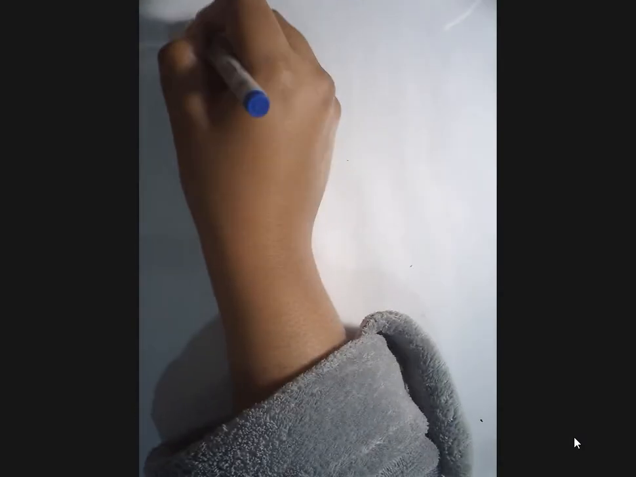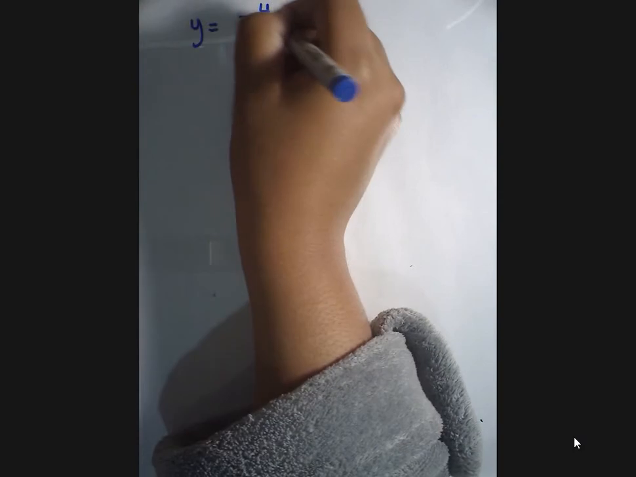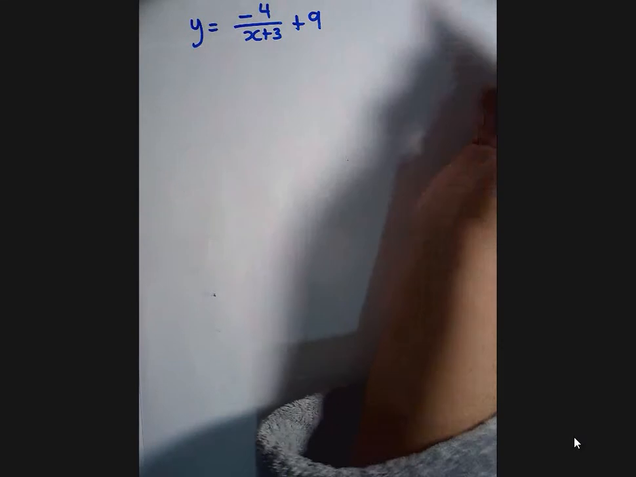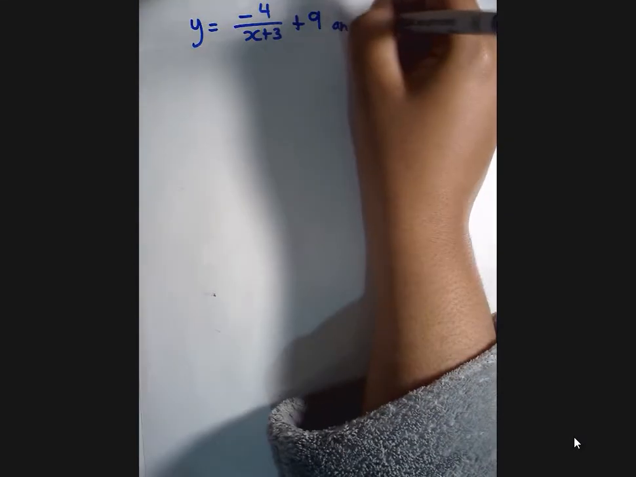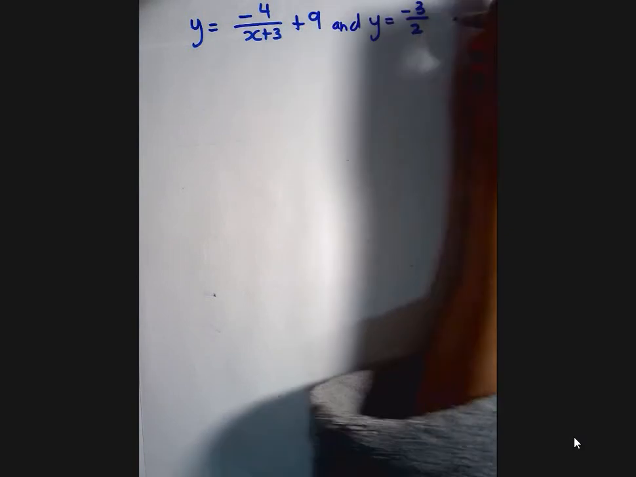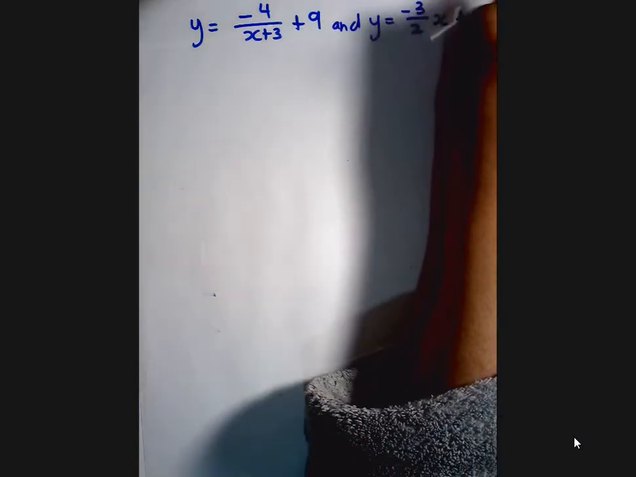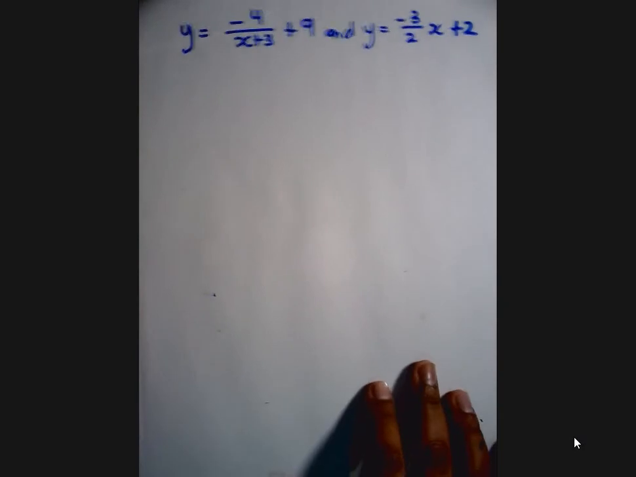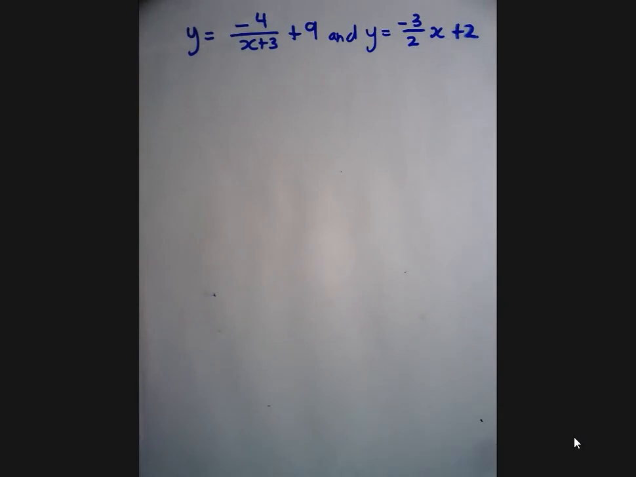Right, so the fraction one is going to be y is equal to minus 4 over x plus 3, plus 9, and the other one is y is equal to negative 3 over 2x plus 2. Right, now there are the two equations. Put your timer on, pause the video, and come back and see if you can do it.